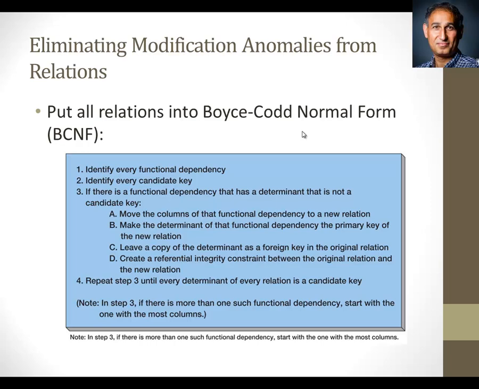If there is more than one functional dependency, start with the one that has the most columns, and that will get rid of many columns from the relation at the same time.